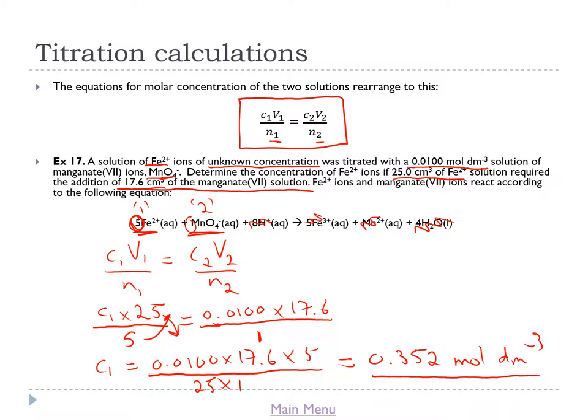So just to recap, the equation we're going to use is this one, C1V1 over N1 equals C2V2 over N2. And I think the most important step is just to make sure you label which species is your 1 and which is your 2, because that just helps you to be really clear in your head which numbers are going where.